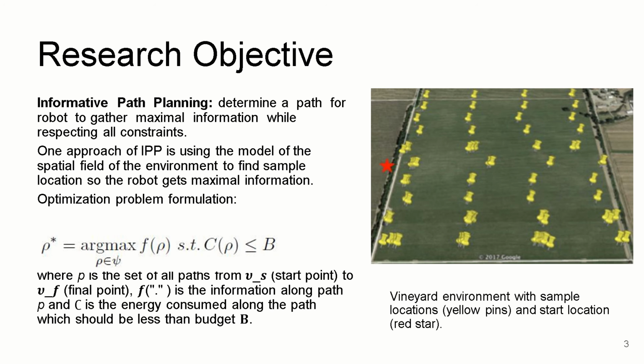So, as I promised, what is the informative path planning? Here in the right picture, you can see the vineyard plan and with yellow pins, which show the sample locations the robot tries to visit, and also the red star, which means the start location of the robot. The idea is to plan a path for a robot to visit as many sample locations as possible while considering the energy constraint.